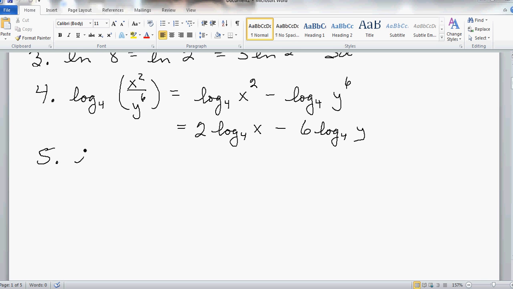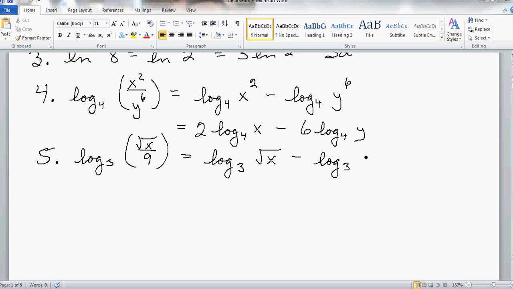Number 5, we have log base 3 of the square root of x over 9. And so we can rewrite this, first of all, using the quotient rule, log base 3 of the square root of x minus log base 3 of 9. Now, first thing I'm going to deal with is this. Square root of x means x to the 1/2. So I can rewrite that as log base 3 of x to the 1/2 power.